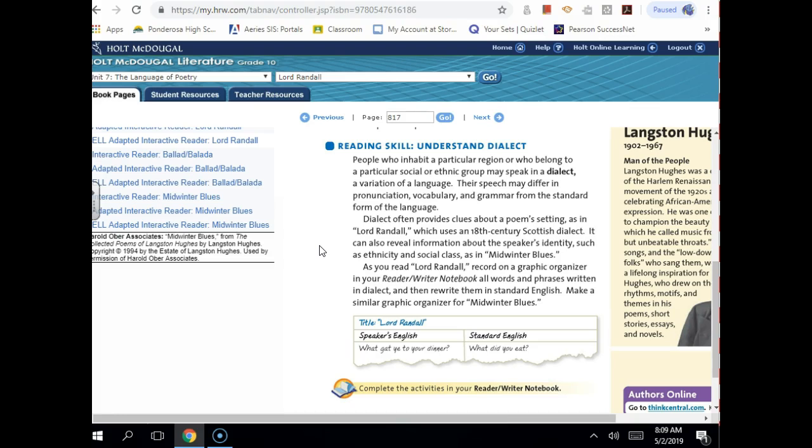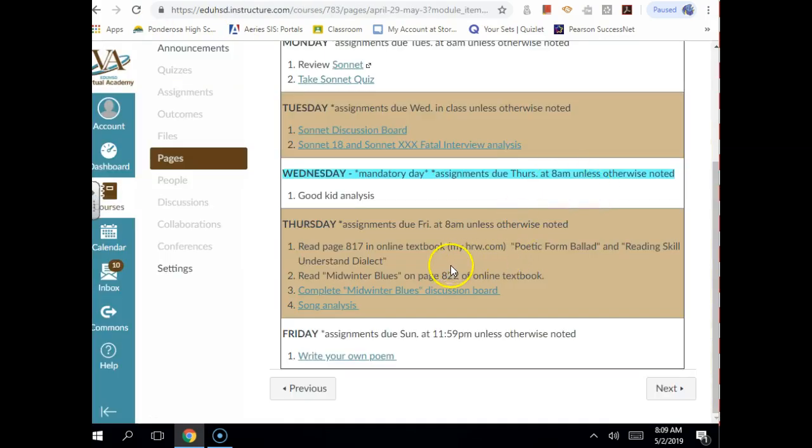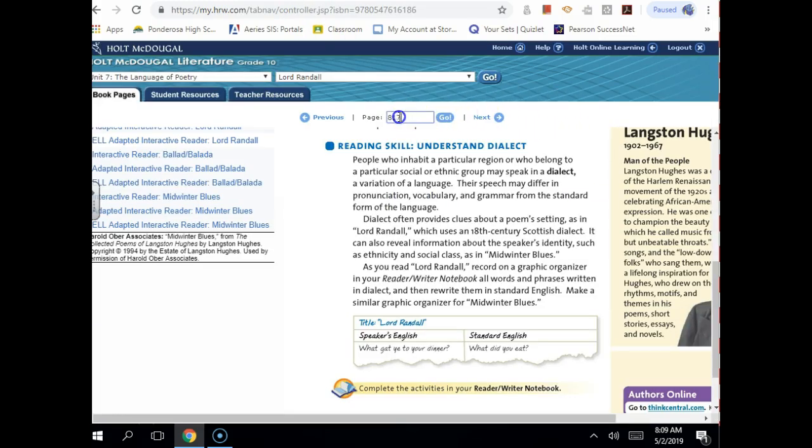It can also reveal information about the speaker's identity, such as ethnicity and social class, as in Midwinter Blues, which we are going to analyze. Okay? So, you now are going to read Midwinter Blues on page 822. So go ahead and go to 822.